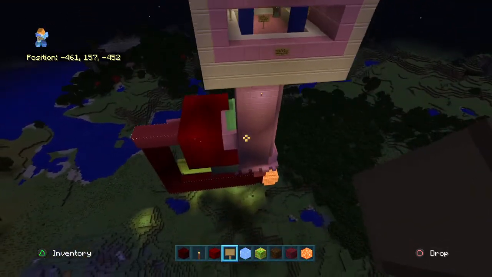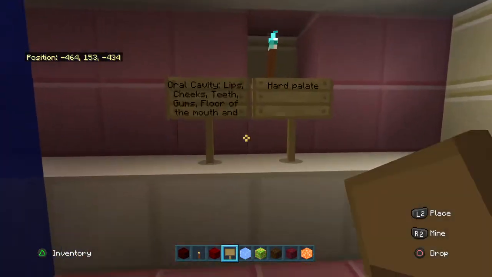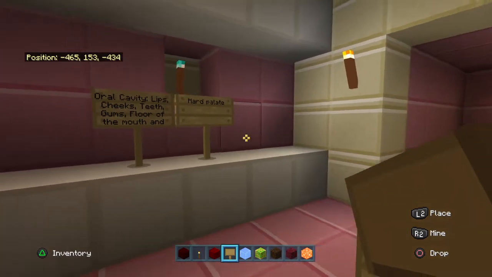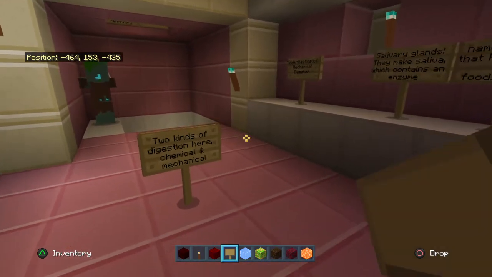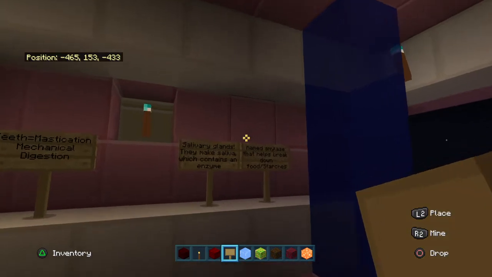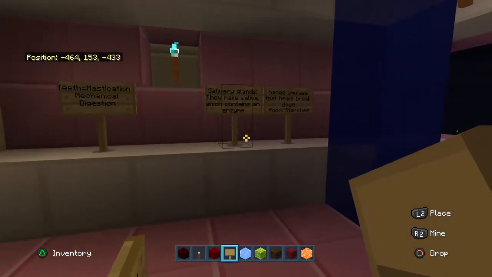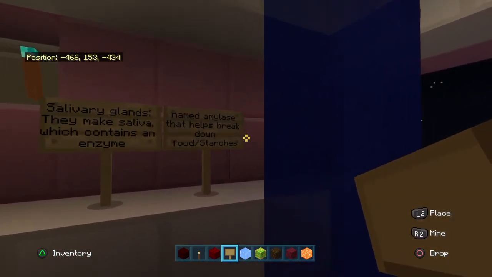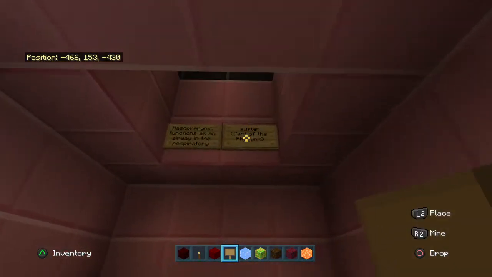And here's my design. To start off, we have the oral cavity right here, which consists of the lips, the cheeks, teeth, gums, floor of the mouth, and the hard palate. Two kinds of digestion, both chemical and mechanical, occur here. The teeth provide mastication, which is a form of mechanical digestion, and the salivary glands make saliva, which contains an enzyme named amylase that helps break down food and starches.